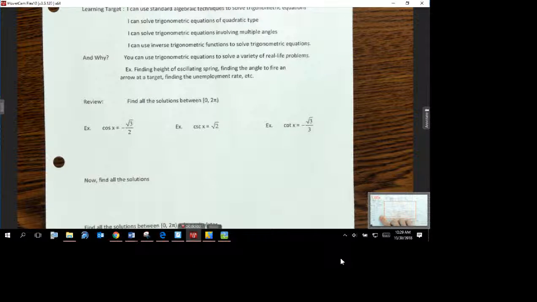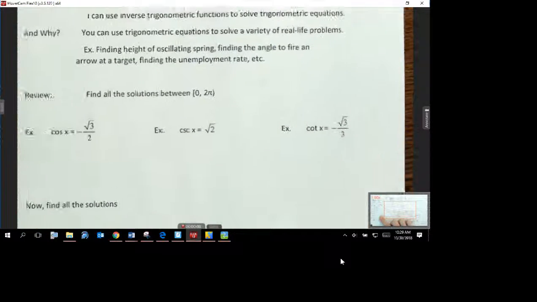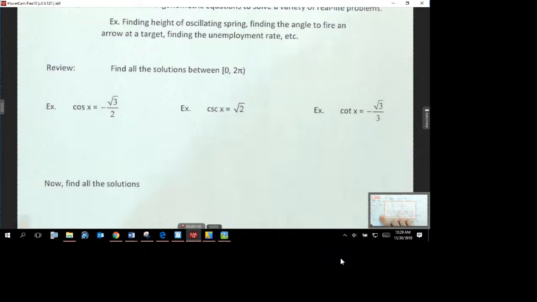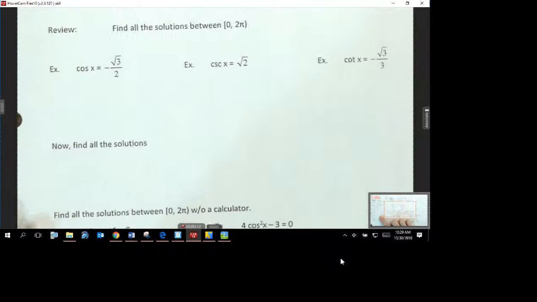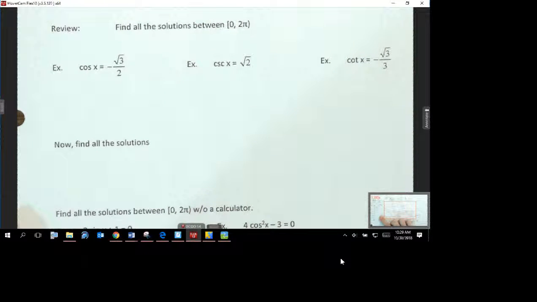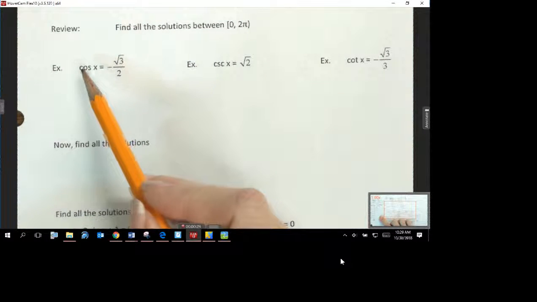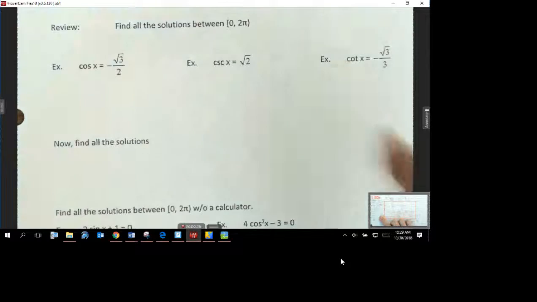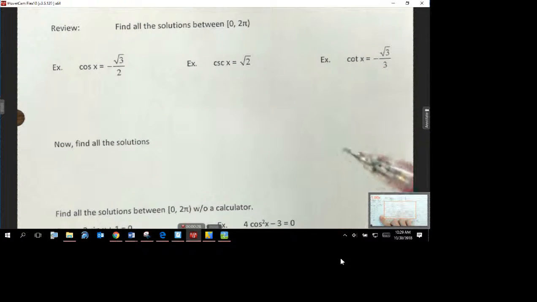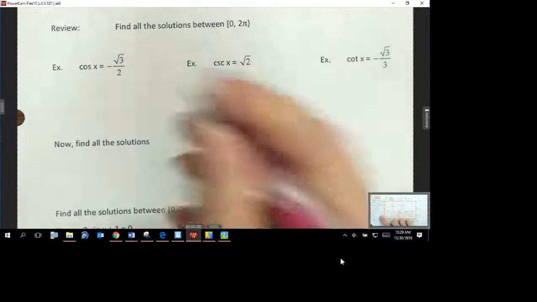So we're going to start out with a Chapter 4 review. These first 3 questions were in Chapter 4, and we already took a test on it. These first 3 questions say find all the solutions between 0 to 2 pi of cosine x equals negative radical 3 over 2. So remember, to get x by itself, you have to do inverse cosine or arc cosine of both sides.